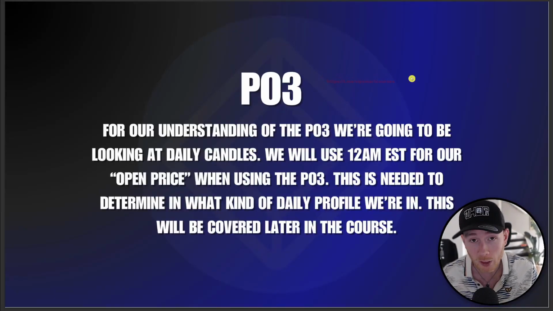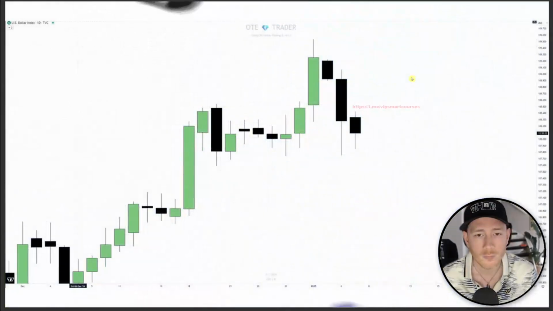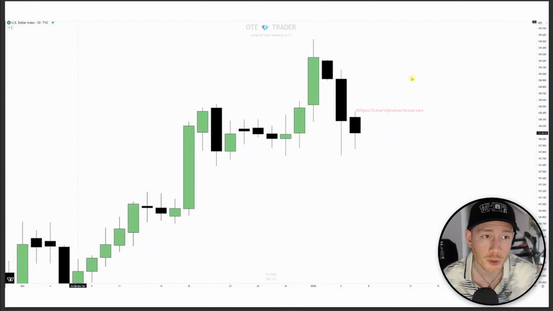So if we can determine what kind of daily profile we are, we can also determine our draw on liquidity. We can determine if there already was a manipulation phase, so we can know in what stage of the power of 3 we are situated in and then act accordingly. So over here I've got a blank US dollar index chart, DXY, right?